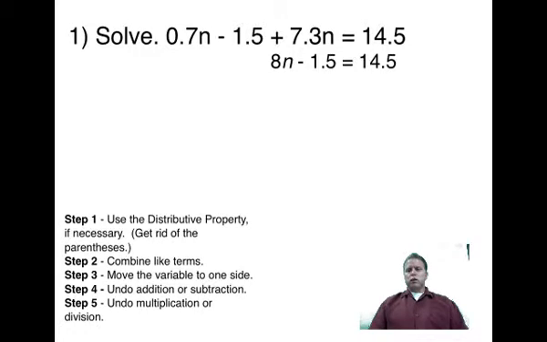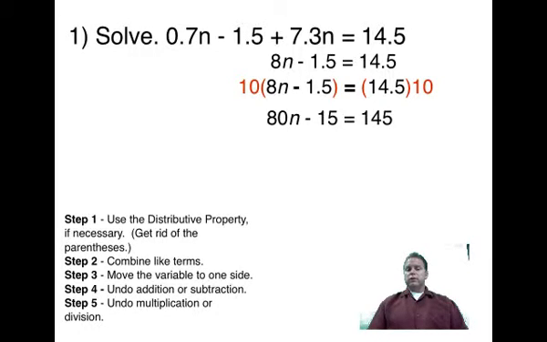Now this is a point where if you want, you can get rid of the decimals. How you do that is you look and see how many digits you have after the decimal point. In both cases, in the 1.5 and the 14.5, I have 1 digit after. Take the one that has the most digits. That's going to be the one that you use to get rid of the decimal. Since they both have 1 digit, I'm going to multiply by a 1 with 1 zero, which is 10. So I'll multiply each term by 10, and that will give us 80n minus 15 equals 145. So we got rid of the decimal points.